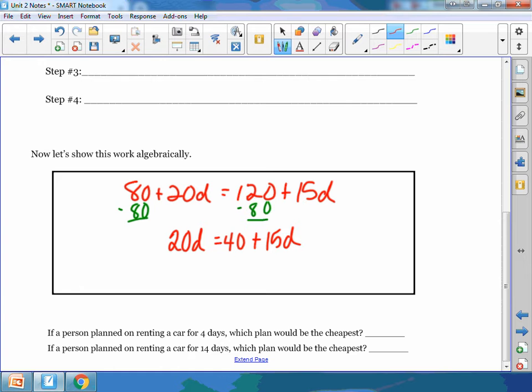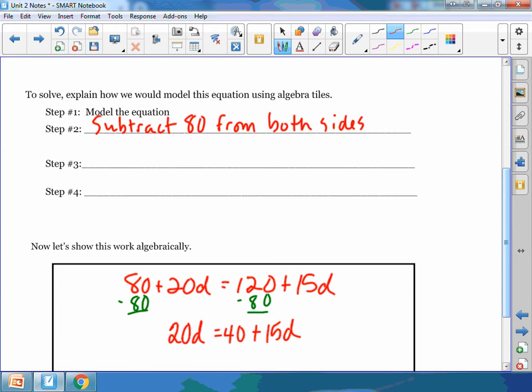Now be honest. How many of you would have said subtract 80 from both sides? How many of you would have said something different, step 1? Okay, you didn't have to subtract 80 from both sides first. So if you were thinking, I would have done something differently, that's okay. Because with these multi-step equations with variables on both sides, you can do them in different orders. So if we did 80 first, what's the next step going to be?